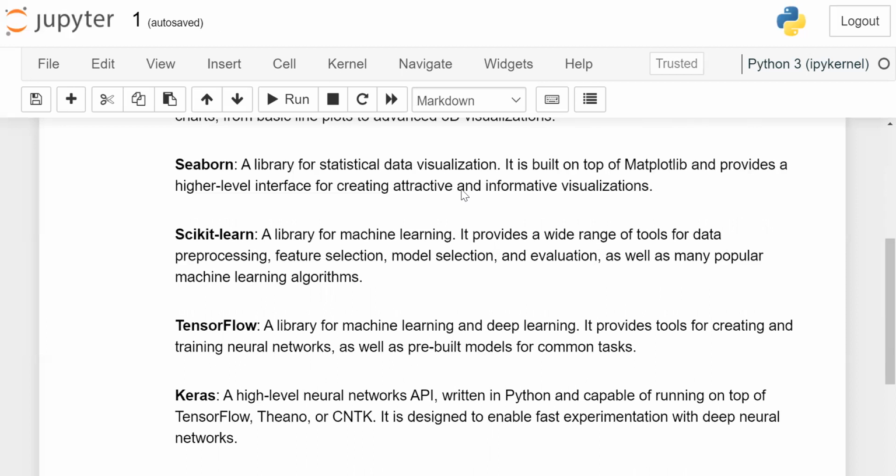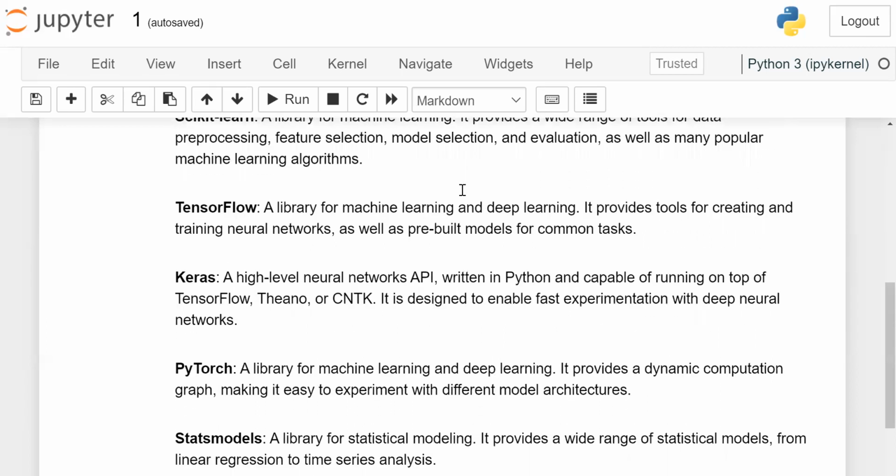popular machine learning algorithms. Next is TensorFlow, a library for machine learning and deep learning. It provides tools for creating and training neural networks as well as pre-built models for common tasks. Next is Keras, a high-level neural network API written in Python and capable of running on top of TensorFlow, Theano, or CNTK. It is designed to enable faster experimentation with deep neural networks.